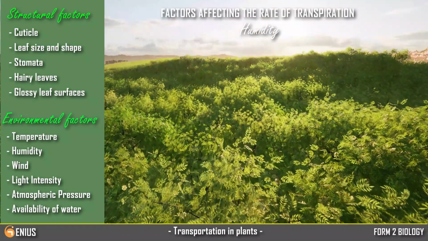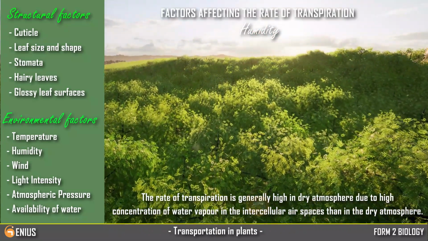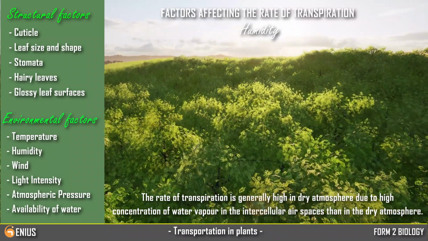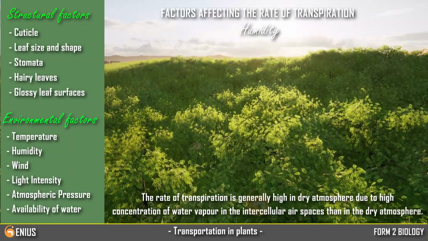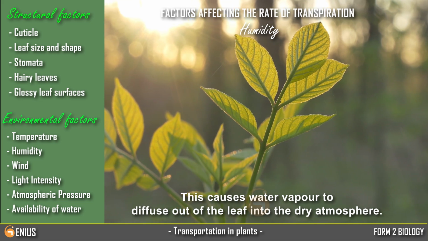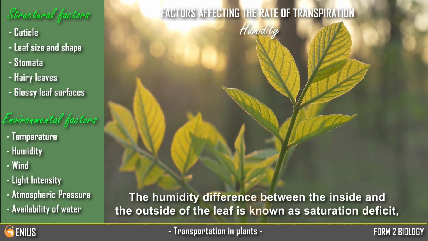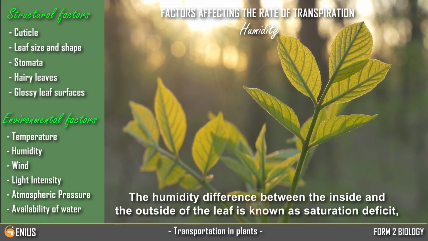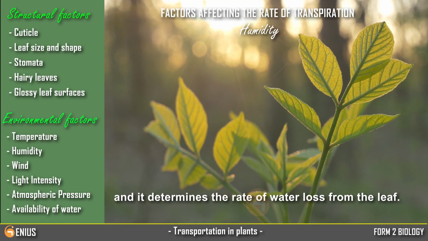Humidity. The rate of transpiration is generally high in dry atmosphere due to higher concentration of water vapor in the intercellular air spaces than in the dry atmosphere. This causes water vapor to diffuse out of the leaf into the dry atmosphere. The humidity difference between the inside and the outside of the leaf is known as saturation deficit, and it determines the rate of water loss from the leaf.